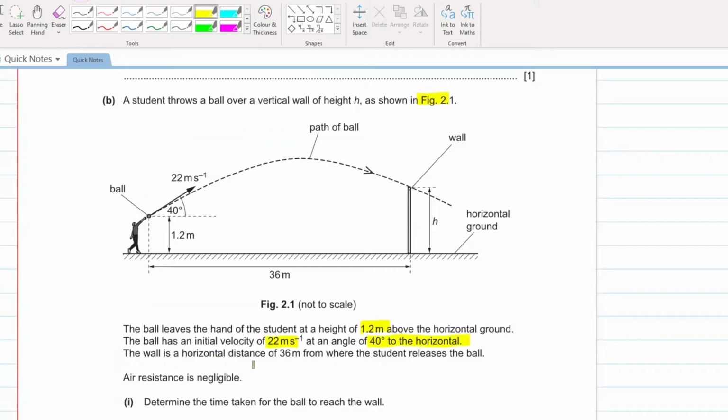The ball hits a wall at a horizontal distance of 36 meters from where the student releases the ball. Air resistance is negligible. What does this tell us? This tells us that acceleration is 9.81 m s^-2. Determine the time taken for the ball to reach the wall.